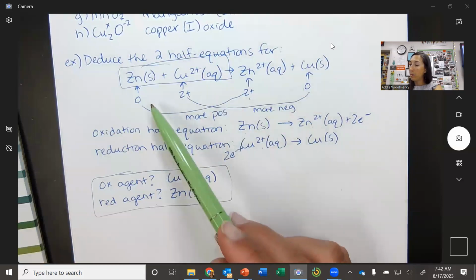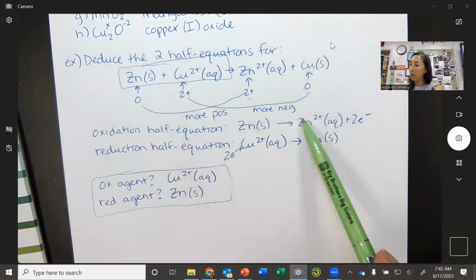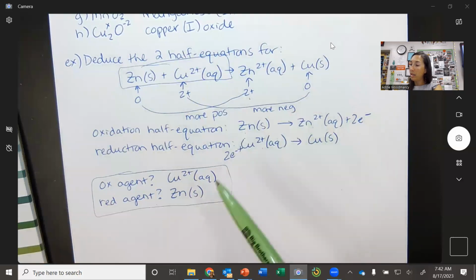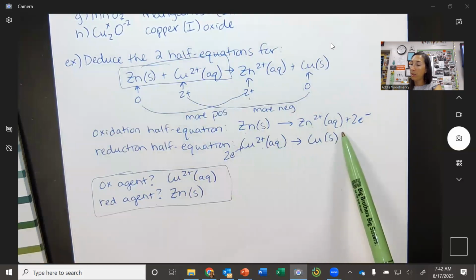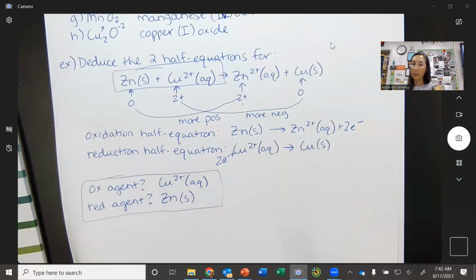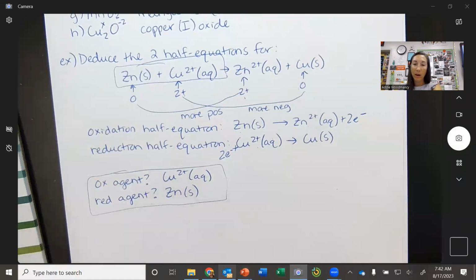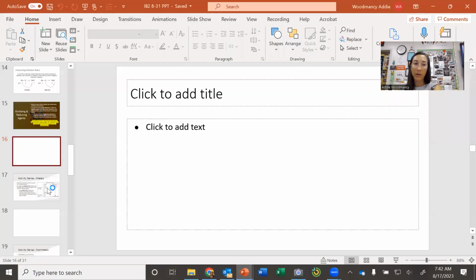So because once again, zinc is the one undergoing oxidation, it's going to be the reducing agent. Because copper is the one undergoing reduction, it's going to be the oxidizing agent. We'll get more practice with this in just a moment. All right, let's look back at your notes.